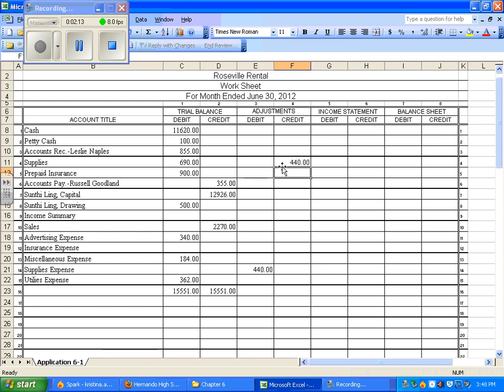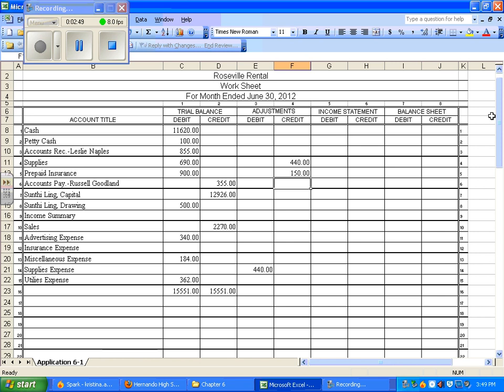The same concept applies for prepaid insurance. Our books say we have $900 worth of prepaid insurance. But when we look at the value of our prepaid insurance at the end of June, we actually determine that we have $750 worth of prepaid insurance. So we need to adjust this $900 to make it become $750. And in order to do that, we need to credit it $150. Now that $150 represents the amount of insurance that we used in the course of business for June.